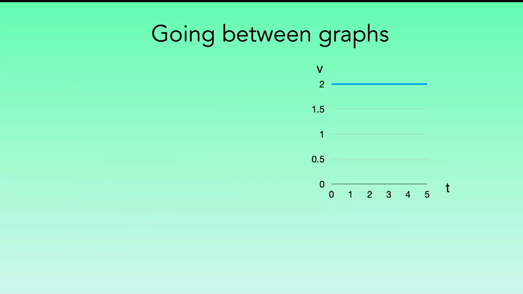Going between graphs. Okay, well, here we've got a velocity of 2 meters per second for 5 seconds, constant velocity. So we'd say since it's a constant velocity, we know the average is 2, and that equals delta x over t. For t being 5 seconds, the total displacement would be 10 meters.